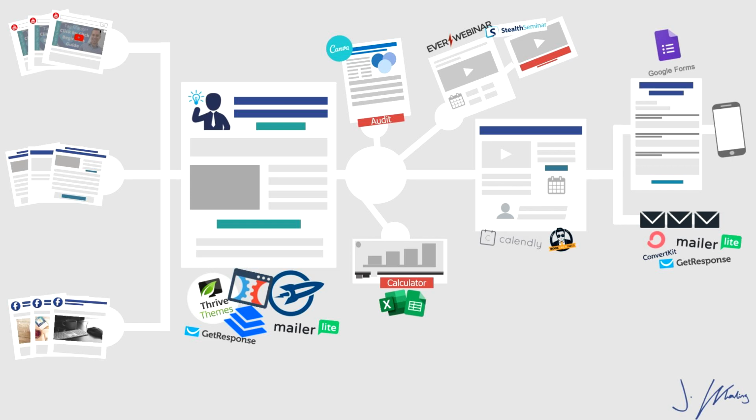Calendly or Book Like a Boss for your confirmation page to get people on the phone with you. To automate that booking process, you can use Google Forms for your pre-call survey. And then finally, check out GetResponse, MailerLite, or ConvertKit for your email marketing. Again, MailerLite is free, so I highly recommend that one.